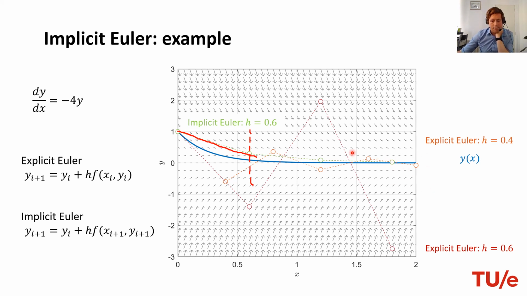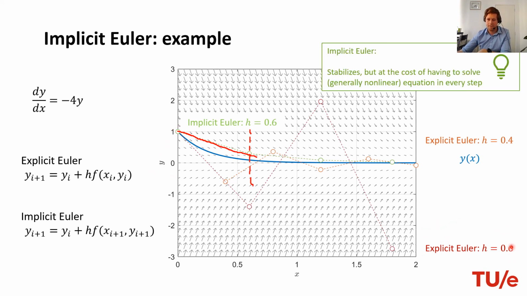So note that here we were able to get quite nice behavior, so it's not oscillatory, such as our initial explicit Euler for h is 0.4, and it's also definitely not blowing up like the explicit Euler for h is 0.6. So that's what implicit Euler actually does. It stabilizes. It's a very stable method. We will come back to that later, how stable it is exactly.